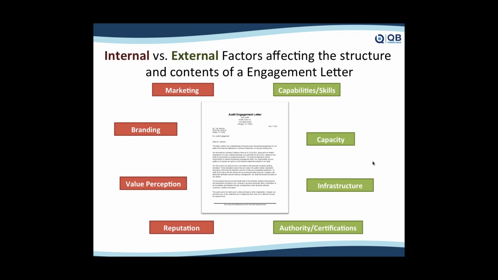So we went through this concept of actually looking at everything that I do in terms of external factors like my marketing, my branding, how people perceive my company, the reputation, and we wrote all that down. And then we looked at our internal factors like our capabilities, our skills, our capacity, our infrastructure, what technology we have, my staff, the authority or certifications, am I a CPA, am I this, am I that? And once we spelled all that out, we had a roadmap to understanding how we were going to approach an engagement letter.